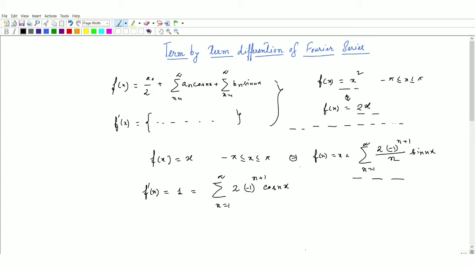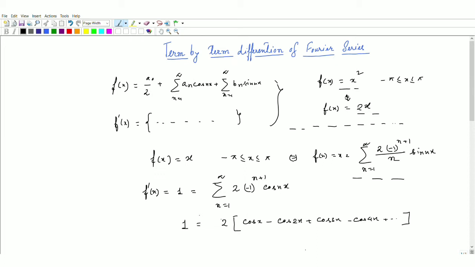Okay, now we can expand this series to a few terms. It will become cos x minus cos twice x plus cos thrice x. For all odd terms, plus will come, and for all even terms negative sign will come, cos 4x. Okay, now we can prove that this series which we have obtained in the right hand side is not the Fourier series of 1.